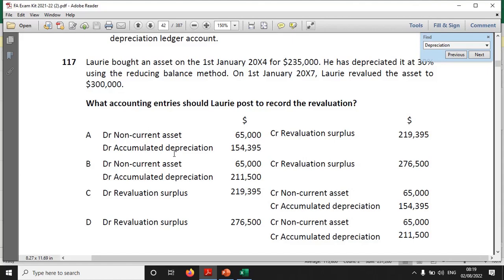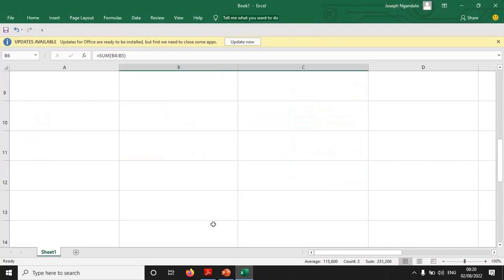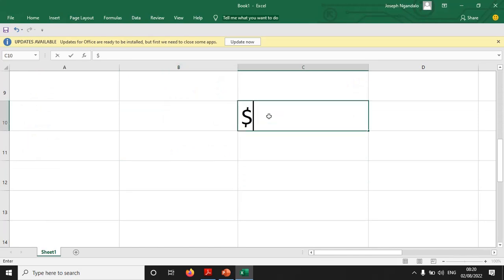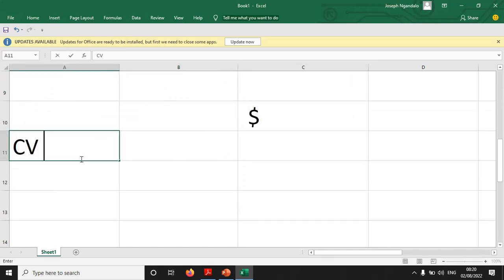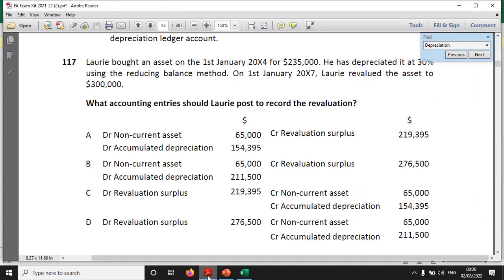So let's count. X4 is a full year. X5 is a full year. X6 is a full year. I've got about 3 years, not 4 years. Did you hear that? Just about 3 years. Once it's 3 years, makes life easy for us. We're depreciating this particular asset using what? Reducing what? Balance. So you come down here, you write your $ sign, and you say CV, open brackets, and you say 235.